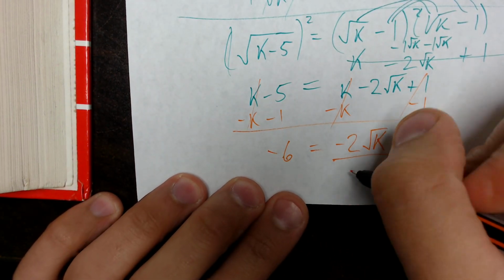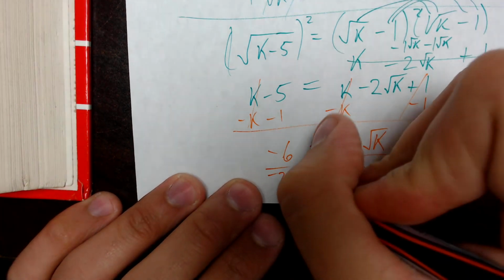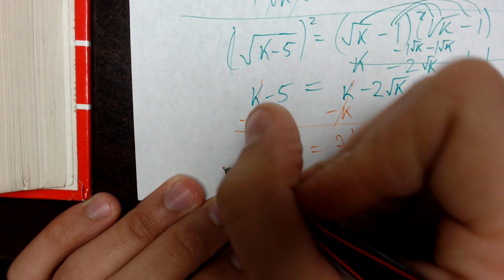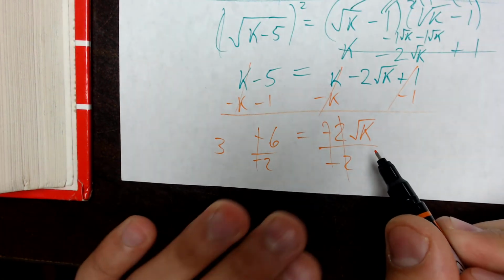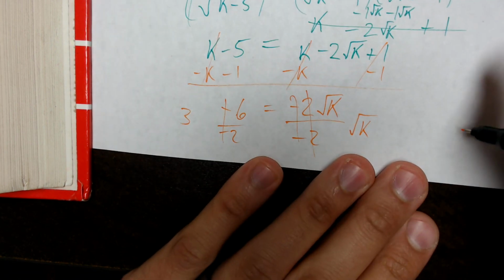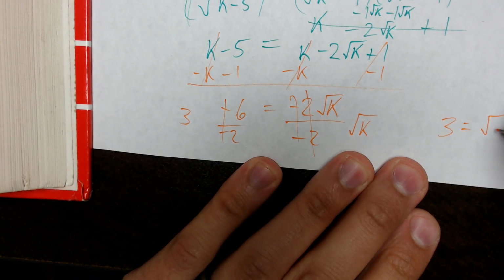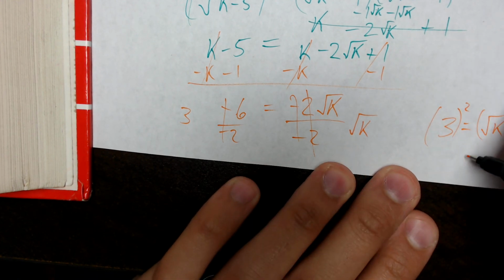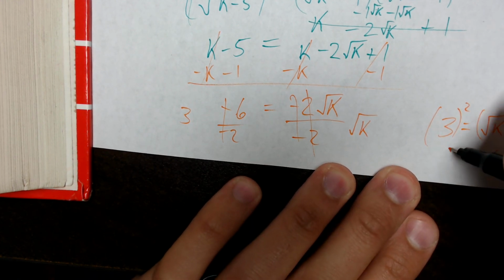From here I'll divide by the coefficient of negative 2. The negatives cancel, and over here I'm left with 3, and here I just have the square root of k. So if 3 is equal to the square root of k, if I square both sides, I get k equals 9.